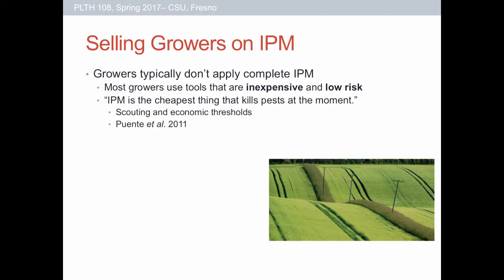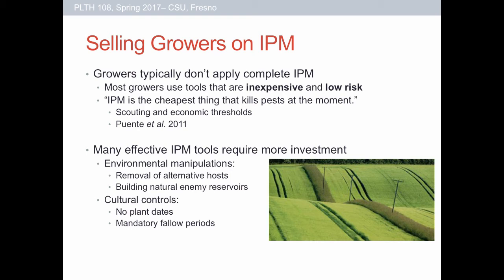And so with this, you get these really cynical definitions of IPM. This is Puente et al. 2001, which is that IPM is the cheapest thing that kills pests at the moment. And that's more or less the reality in a lot of cases. It's whatever works and whatever is most inexpensive and available at the time. And generally, this translates down to scouting and economic thresholds.